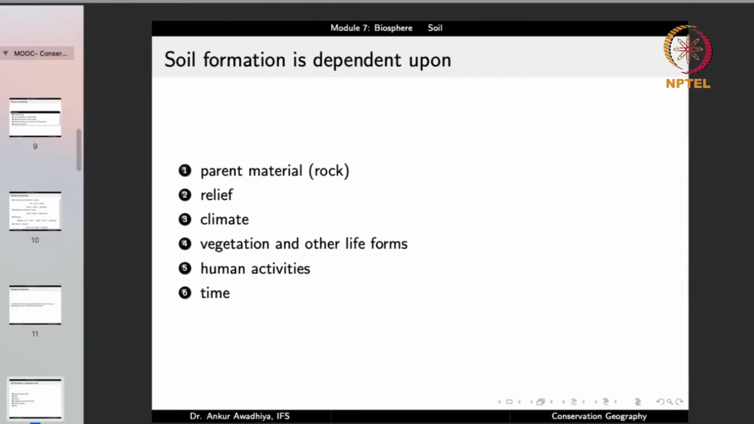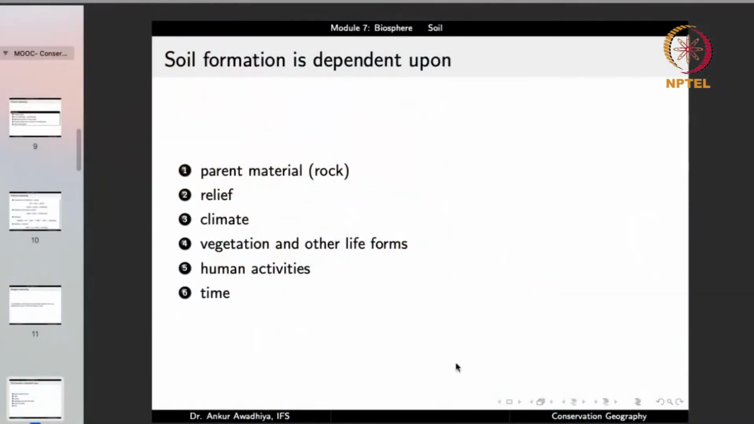Human activities also play a role. Why? Because in certain areas we are breaking up the rocks, we are doing mining operations. And in those areas the rocks are very easily getting weathered into smaller fragments. On the other hand, in certain areas we are doing protection activities which are saving the rocks from getting weathered. So human activities also play a role.